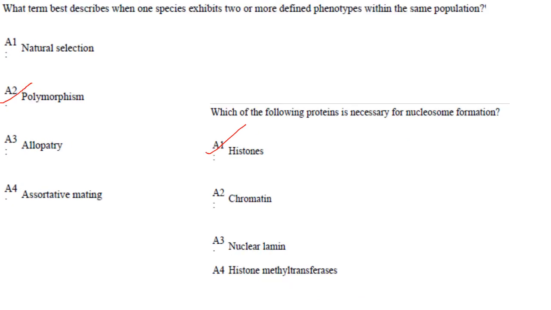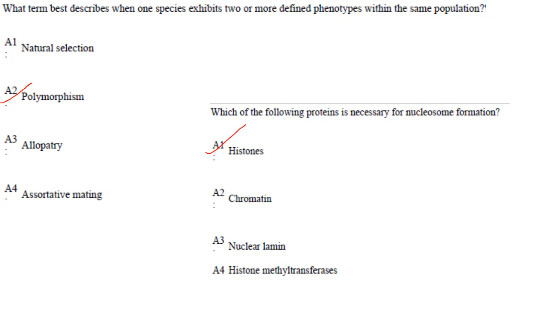Then next one. What term best describes when one species exhibits two or more defined phenotypes within the same population? So natural selection, you all know what it is. Polymorphism refers to multiple phenotypes that exist within a population, generally as a result of multiple alleles for the same gene. That is called polymorphism. So answer here is option 2, that is polymorphism.